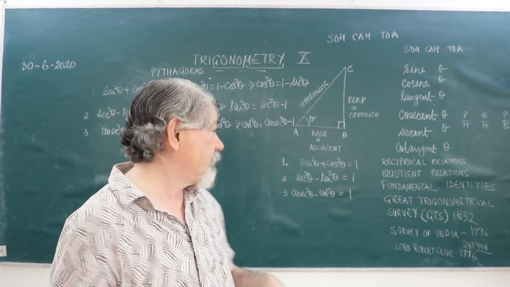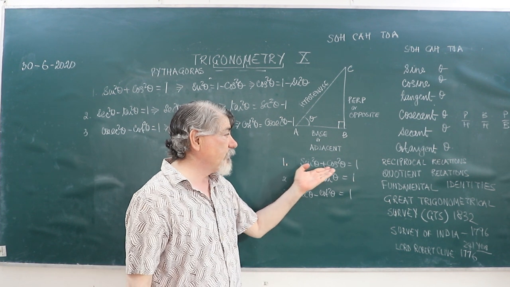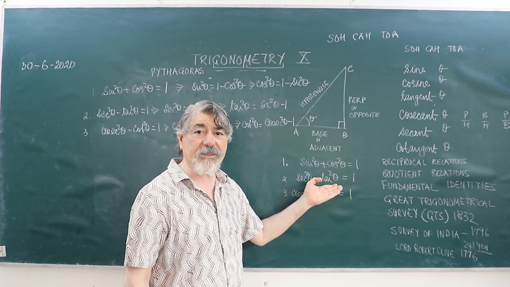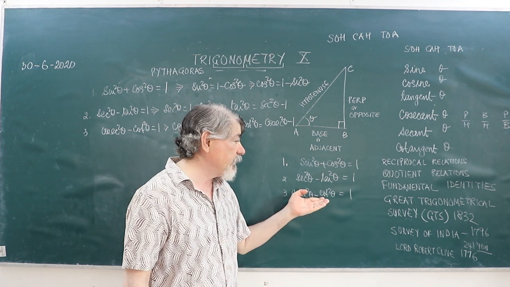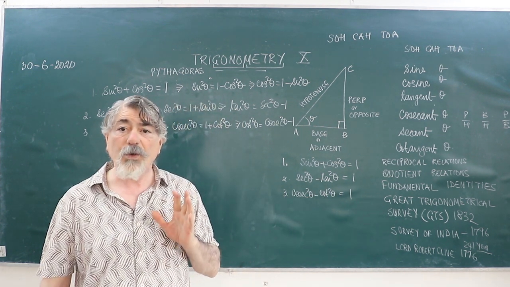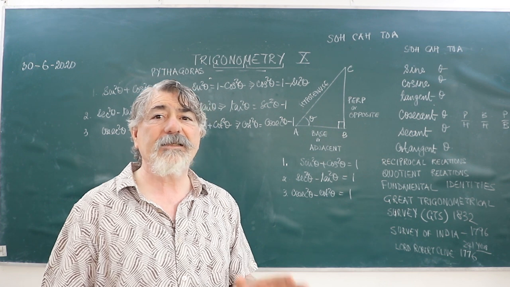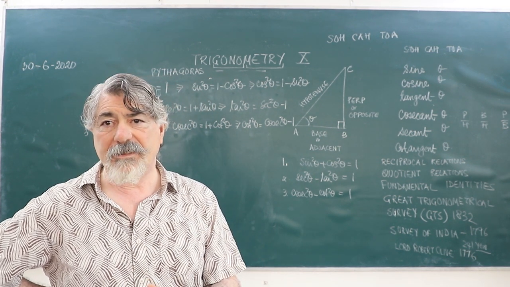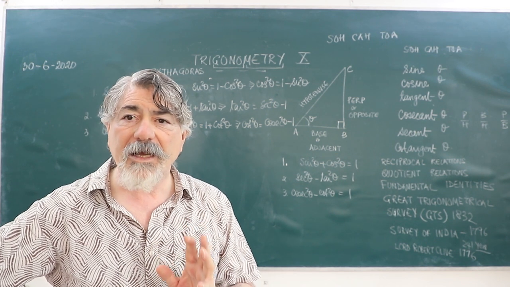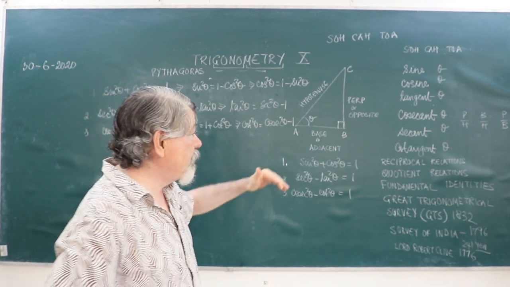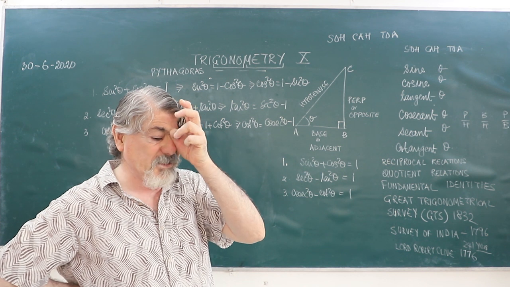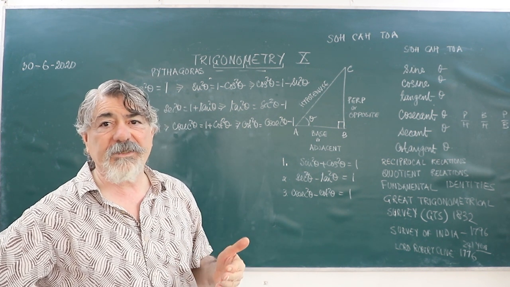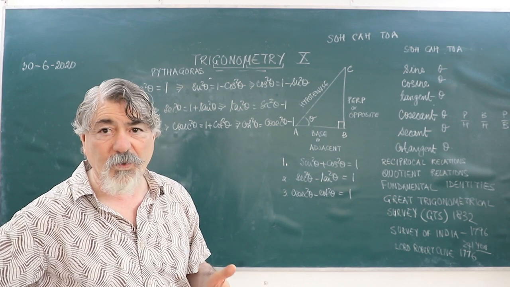Basically, the three formulas are written here. Sin square theta plus cos square theta is 1. Sec square theta minus tan square theta is 1. And cosec square theta minus cot square theta is 1. So basically, these are three fundamental identities, and then we can get more relations out of these identities. That is all we have to do.